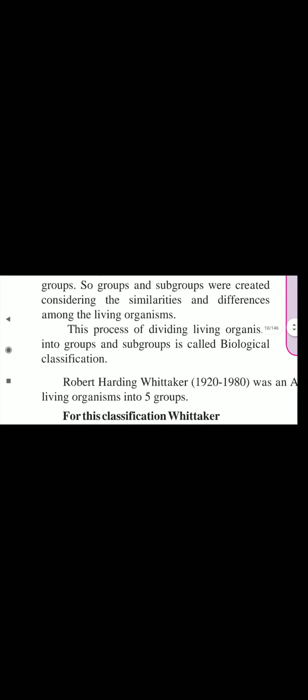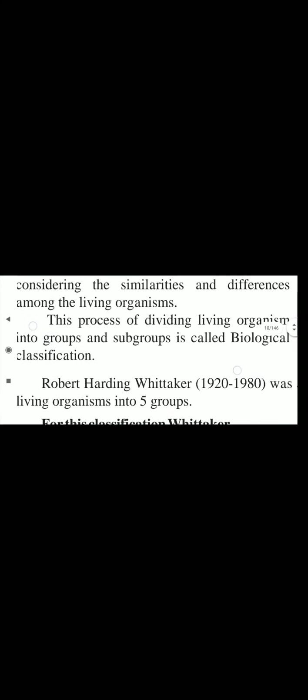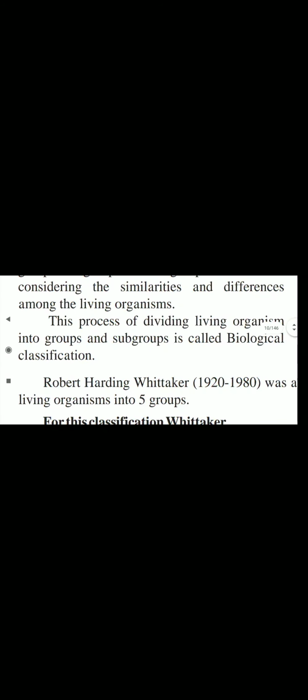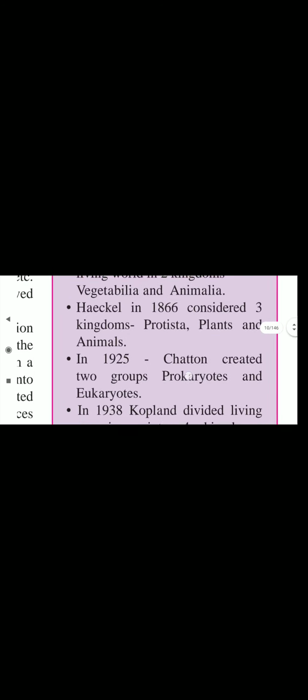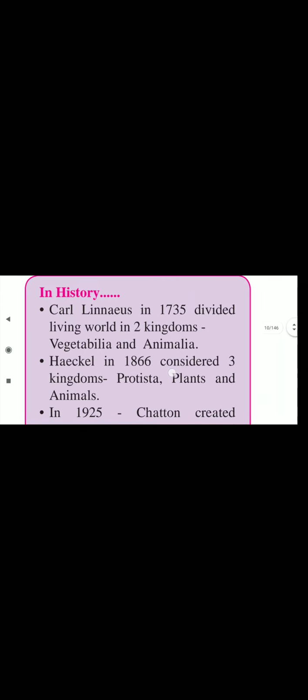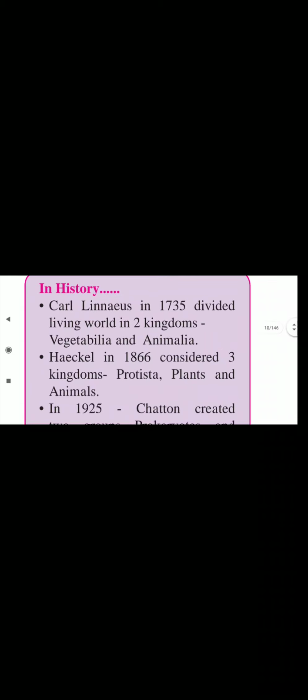This process of dividing living organisms into groups and subgroups is called biological classification. So that is the definition. Just highlight it and all of you learn this definition. The process of dividing living organisms into groups and subgroups is called biological classification. So for classification, here is the history of classification. So many scientists started to classify the animals, and here is the history.